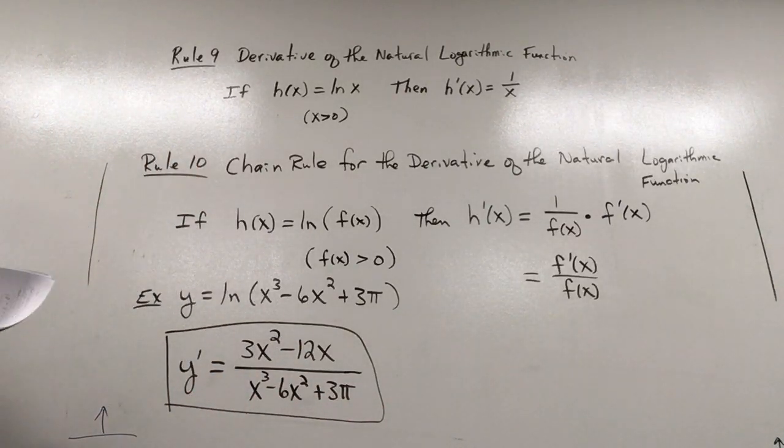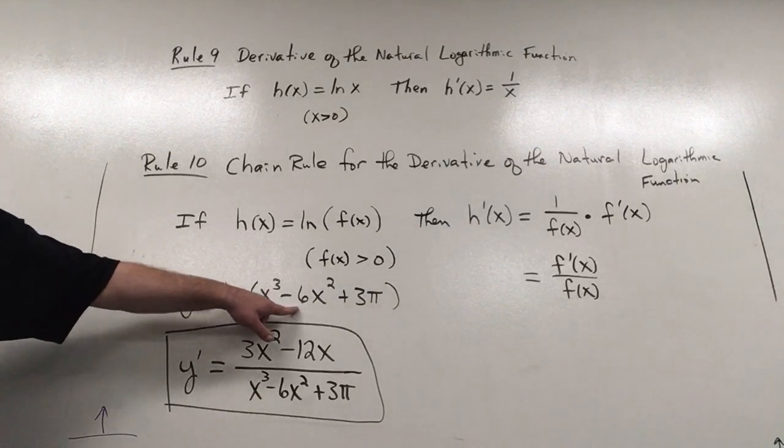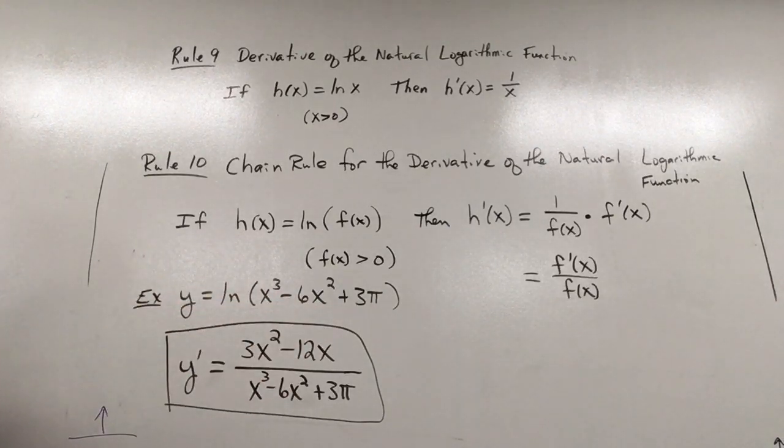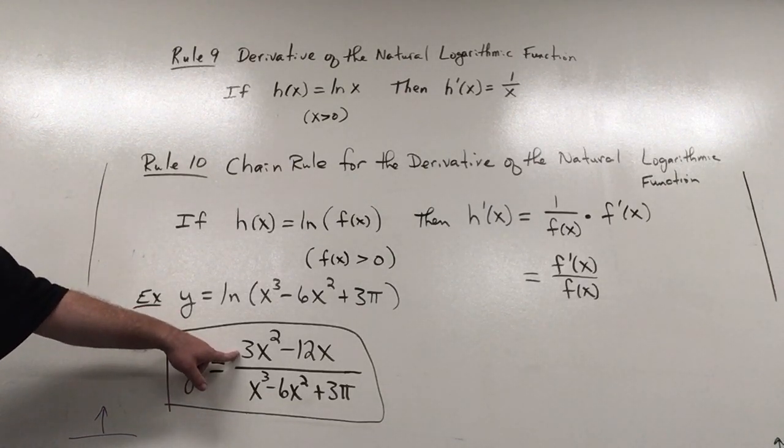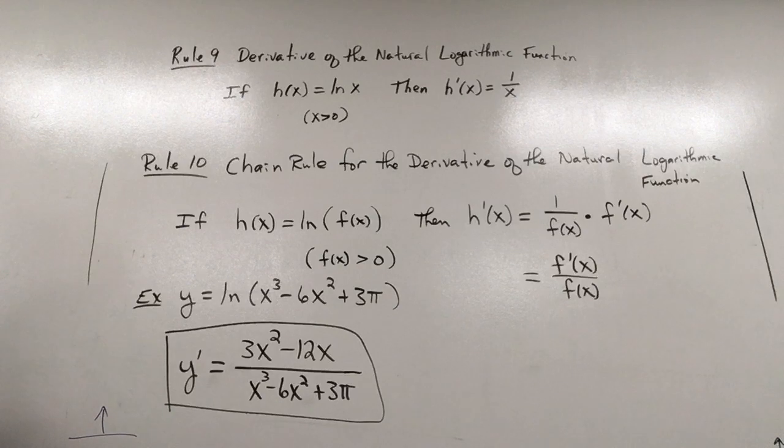For this function, y equals the natural log of x cubed minus 6x squared plus 3 pi, the derivative, y prime, is equal to 3x squared minus 12x over x cubed minus 6x squared plus 3 pi. Okay?